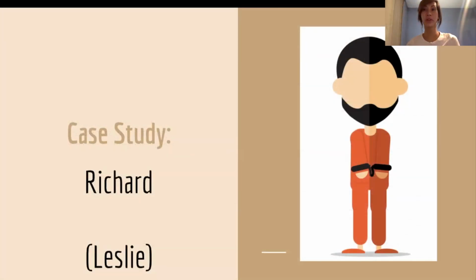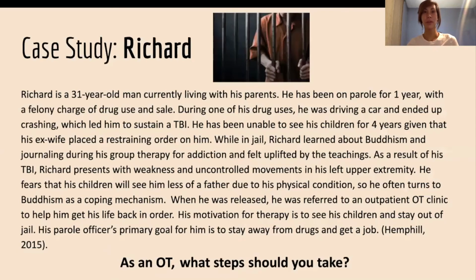Now we're going to go over a case study. So Richard is a 31-year-old man currently living with his parents. He has been on parole for 1 year with a felony charge of drug use and sale. During one of his drug uses, he was driving a car and ended up crashing, which led him to sustain a TBI. He has been unable to see his children for 4 years, given that his ex-wife placed a restraining order on him.